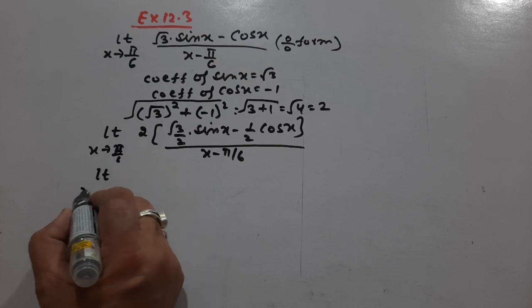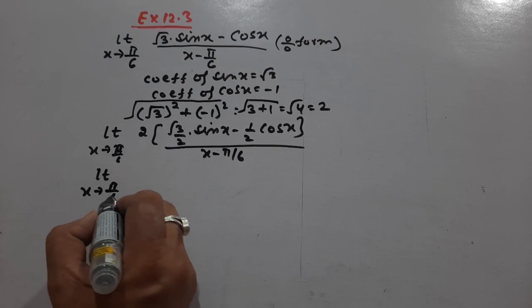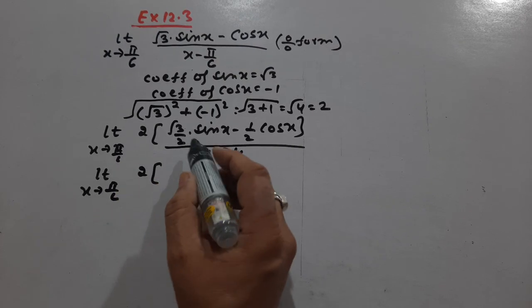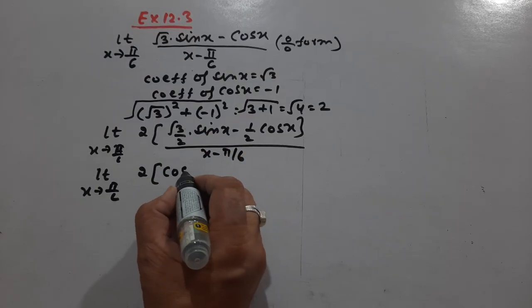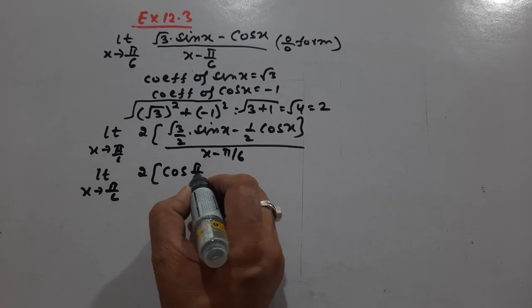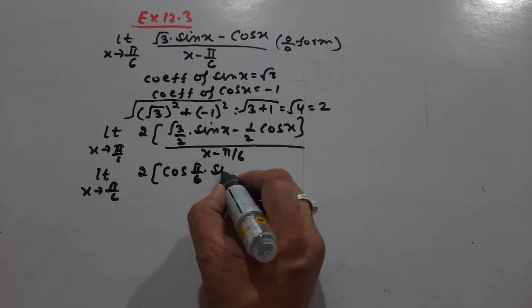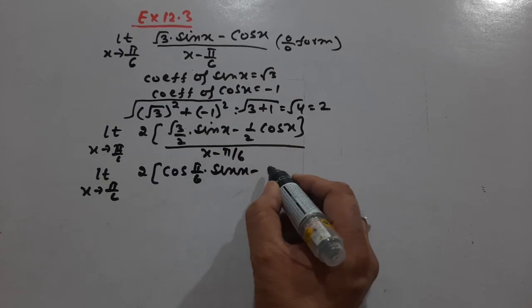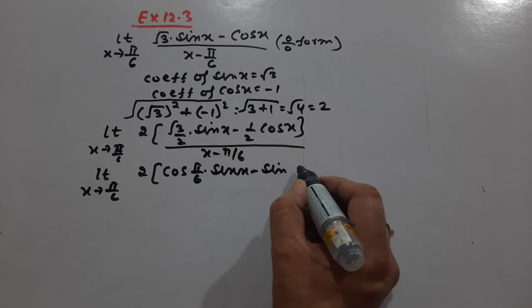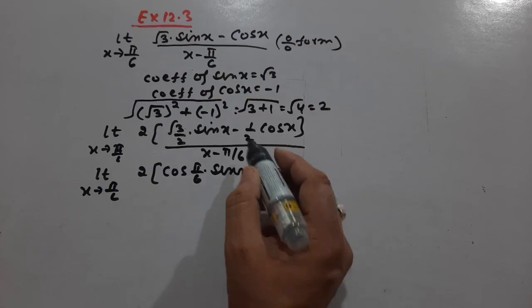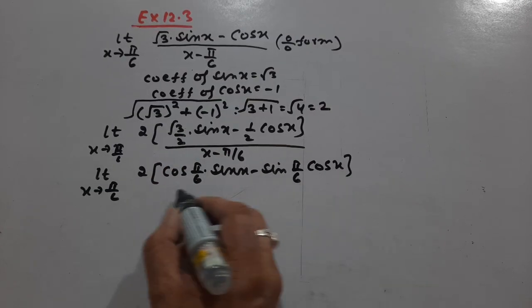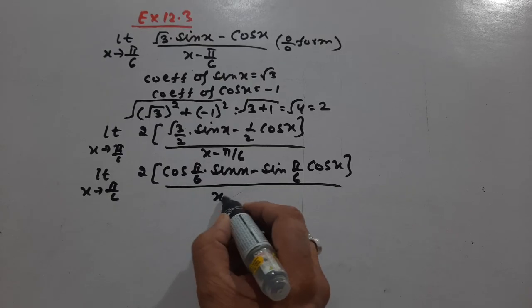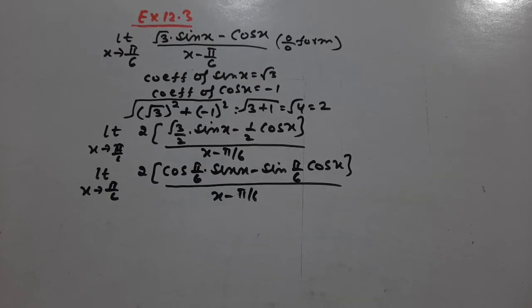Now after this, in place of root 3 upon 2 we can write cos of pi by 6 into sin x. In place of 1 by 2 I can write sin of pi by 6, because sin 30 is 1 upon 2 and cos 30 is root 3 upon 2, cos x upon x minus of pi by 6.